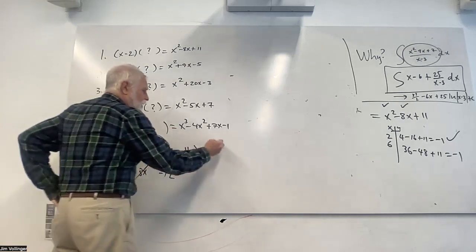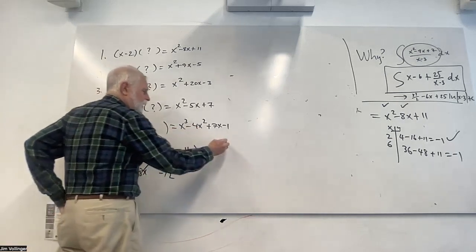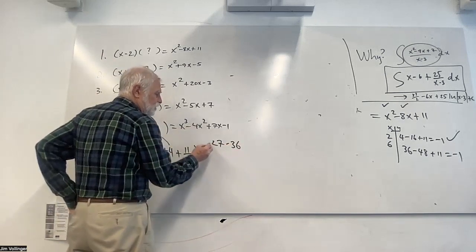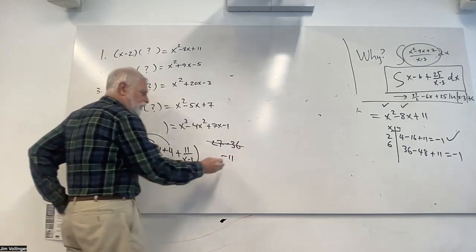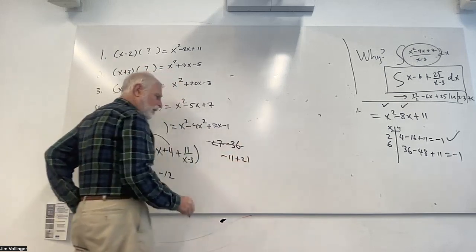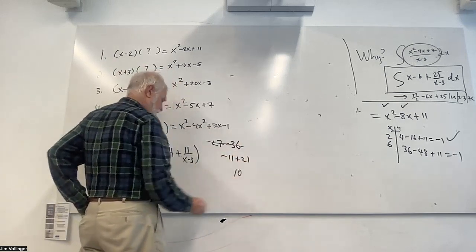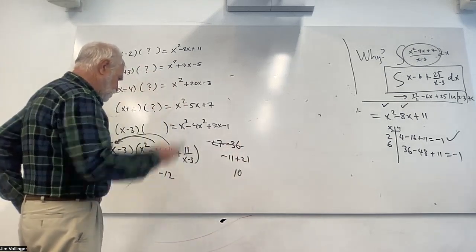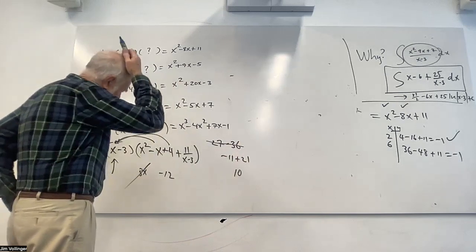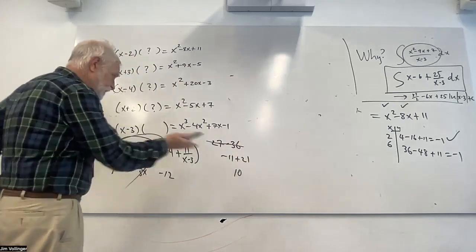3 cubed, 27, 9 times negative 4, negative 36. Let's do that right away. That is negative 11. Let's put a 3 in here. That's 21. Let's do it right away. 21 minus 11 is 10. And I think I made a mistake. 10 minus 1 is 9. Let me check again. And if I did make a mistake, that's how I catch it.